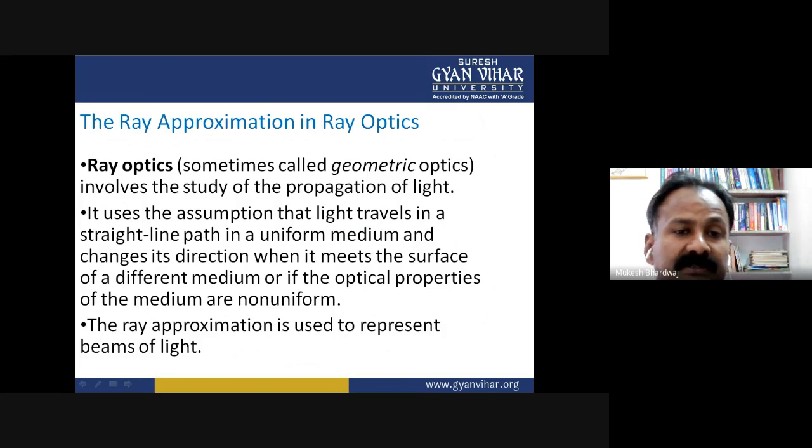It uses the assumption that light travels in a straight line path in a uniform medium and changes its direction when it meets the surface of a different medium, or if the optical properties of the medium are non-uniform. The ray approximation is used to represent the beams of light.